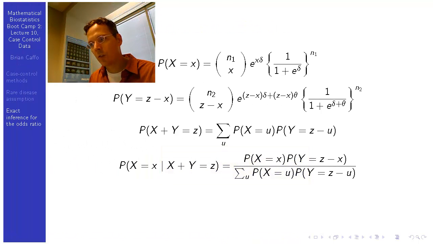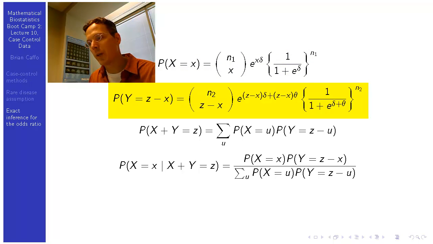So this is just carrying this over from the previous slide. This is the probability X takes on realized value little x, and then I'm going to look at the probability Y takes on realized value z minus x, and you'll hopefully see why in a minute. And that's just plugging directly into the binomial formula, and again I have z minus x right here instead of a particular value, say little y.